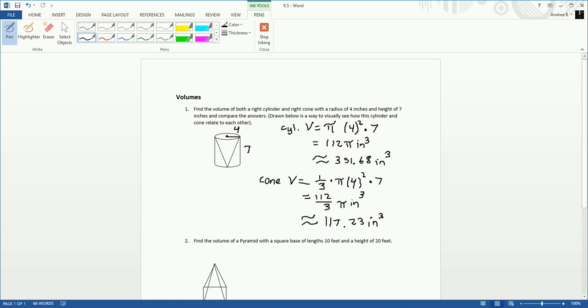So here the cone is 1/3 of the volume of a cylinder. So you can picture it as about 3 of those cones fitting into a cylinder with the same radius base.